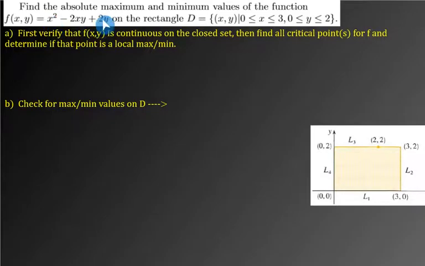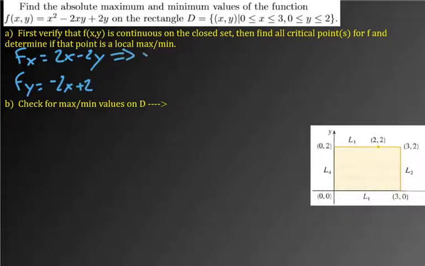So this is continuous everywhere. There's no dividing by x or natural log or anything weird. So it's definitely continuous. It's on a closed set. So we're going to just jump into finding critical points. So find your partial derivatives. In this case, you get 2x minus 2y. And then f with respect to y is minus 2x plus 2.